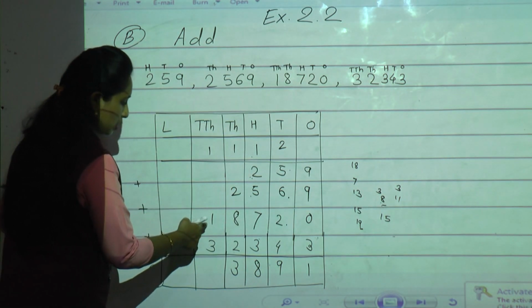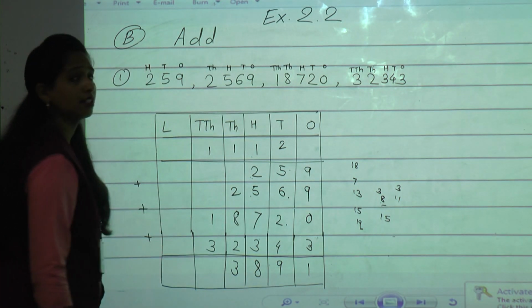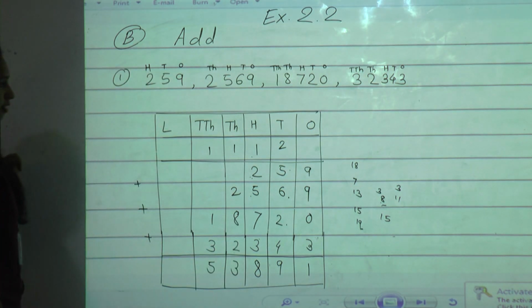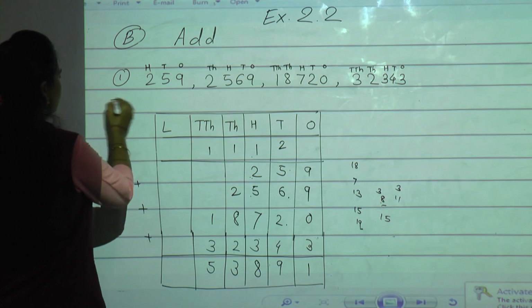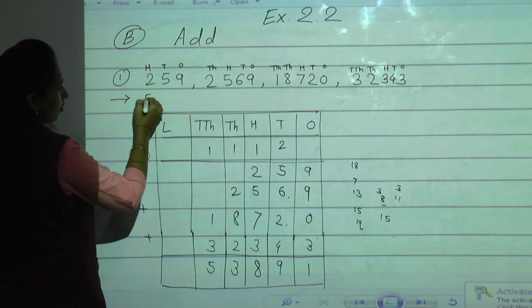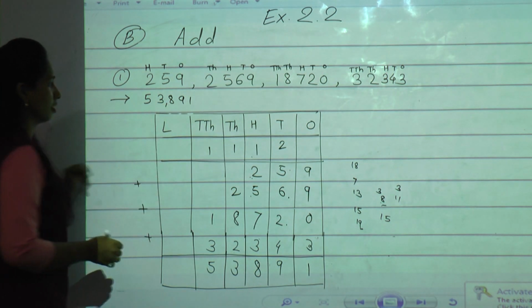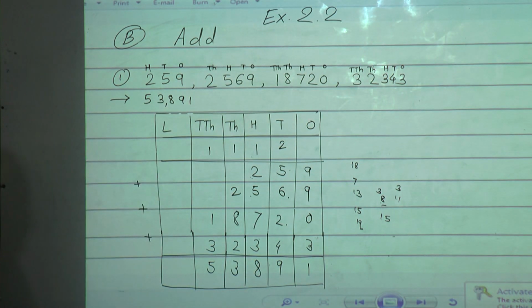1 plus 1 is 2, 2 plus 3 is 5. So the answer is, what is the answer? We can write here 5, 3, 8, 9, 1, comma after 3 digits. 53,891. Okay.